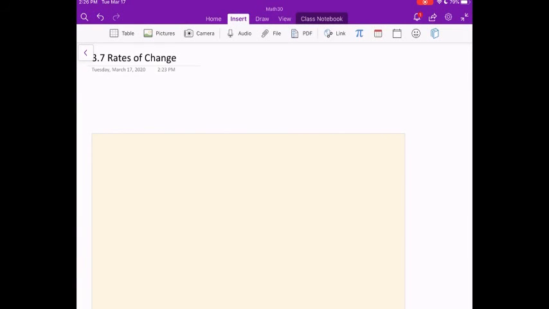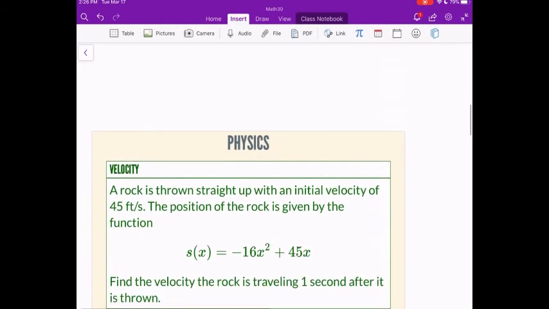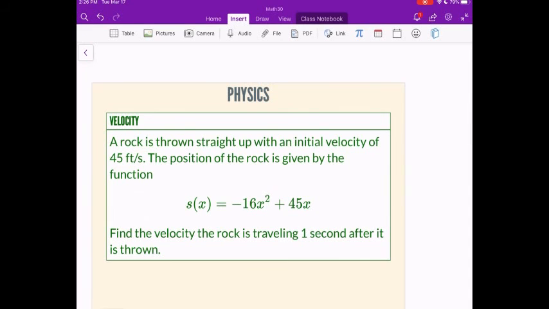3.7 Rates of change. This section is just asking us to go through some examples and see where rates of change are applicable in the real world. So the first and most common place you'll see them in a math class is its application to physics problems. So here we have a standard problem.